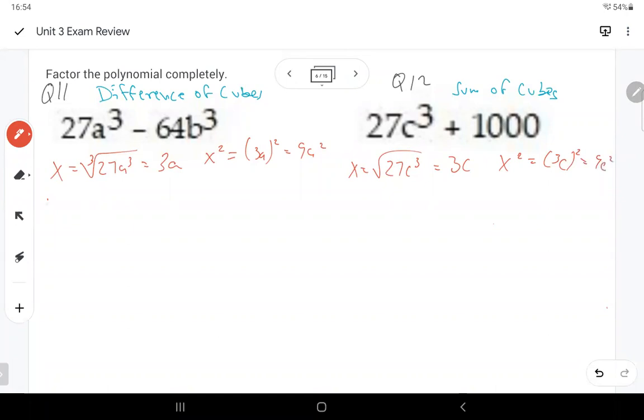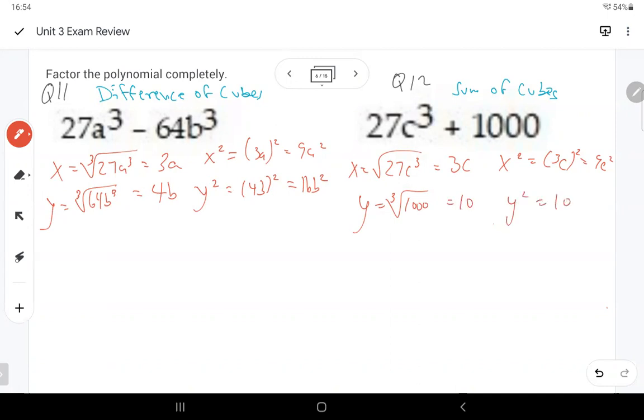Okay. And then we also have y, which is the cubed root of 64b cubed. Again, do not put your letters into the calculator. So that will give us a 4b. So y squared will be 4b squared, which is 16b squared. Your y over here is the cubed root of 1,000, which would be 10. So then y squared is equal to 100.